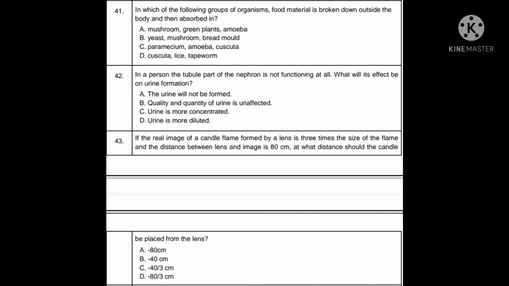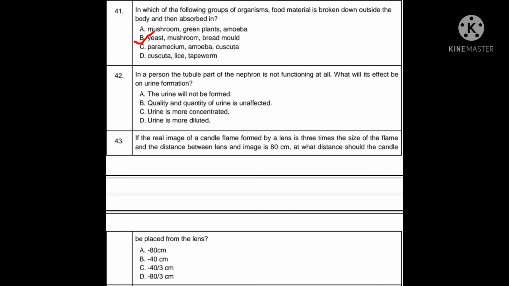Question number 41. In which of the following groups of organisms is food material broken down outside the body and then absorbed in? The correct answer is option B, yeast, mushroom, bread mold.